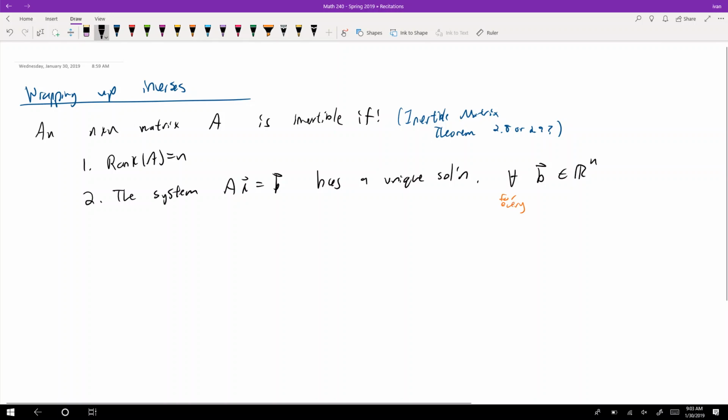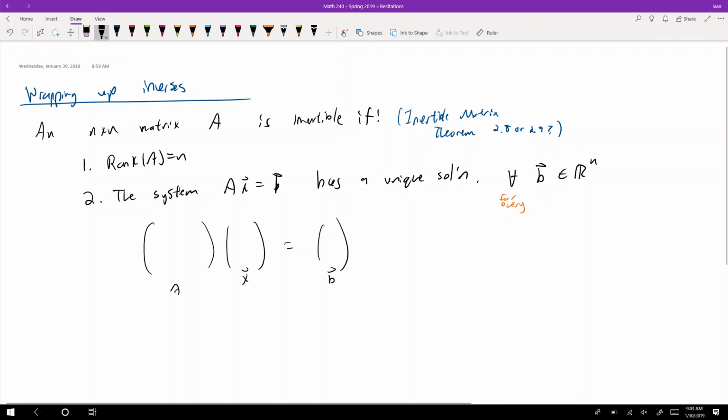Okay, so that means when you have the system AX equals B, no matter what B you put in on the right-hand side, there's only going to be one X corresponding to that B. And the way you can see it is if you invert the matrix A, if you multiply both sides by A inverse on the left, you'll get X is equal to A inverse times B, and that's going to be a unique vector.